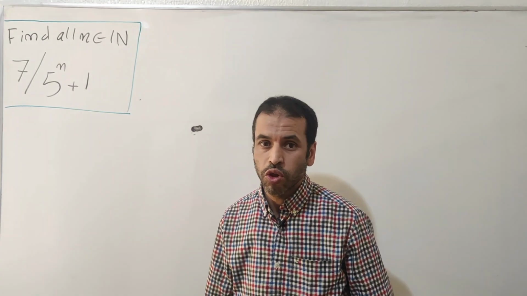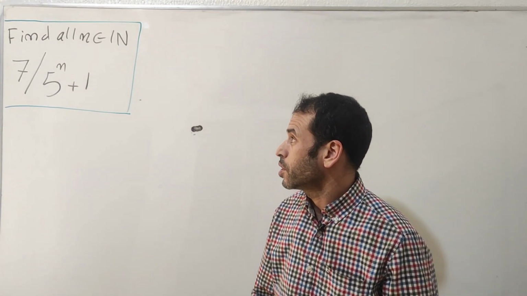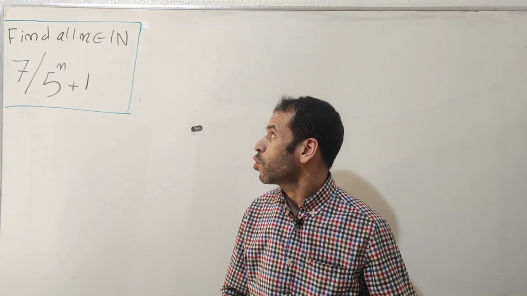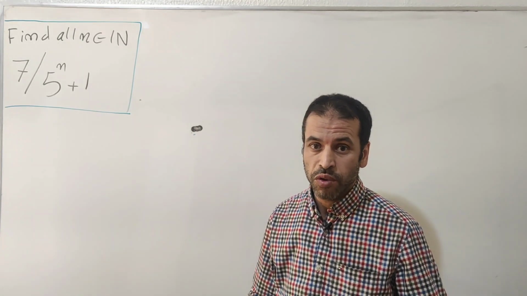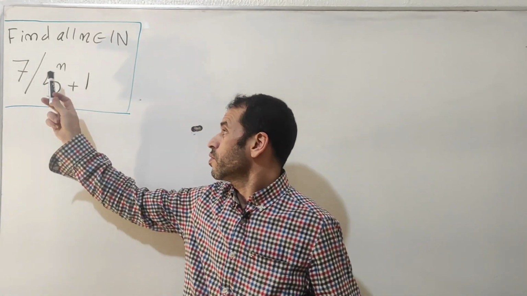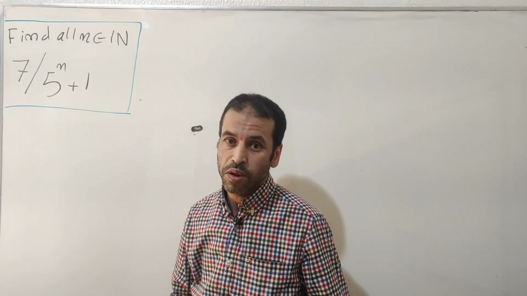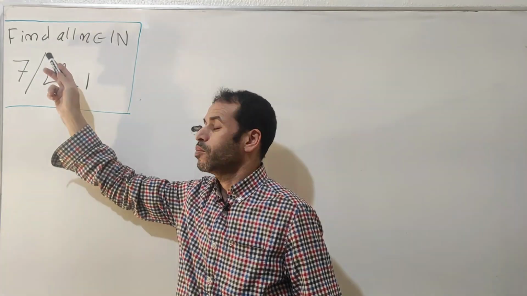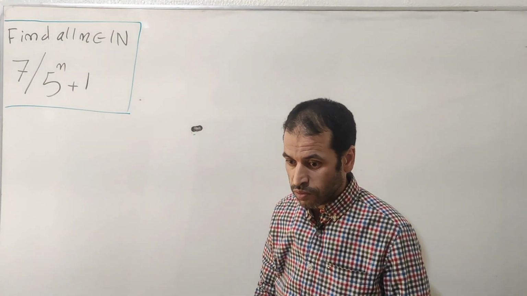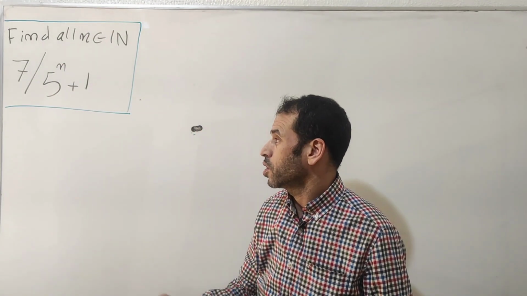In today's video, I would like to introduce a very nice problem regarding arithmetic and number theory. Here is the following setup. Find all n as a natural number that satisfy the following statement: 7 divides 5 to the n plus 1, or 5 to the n plus 1 is divisible by 7. We have been asked to determine all the appropriate values of n in order to make this statement true.